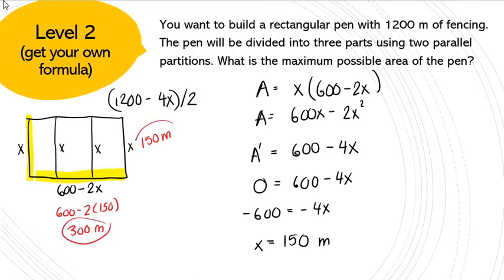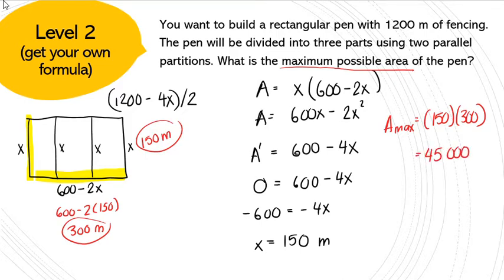So those are the dimensions of this pen. Now, what did they ask for? That will give you the max possible area. So the dimensions are great, but make sure you answer the question. They want the maximum area. So here we go. A max is going to be the dimensions we just found, 150 width times 300 length, and that gives me 45,000 meters squared.